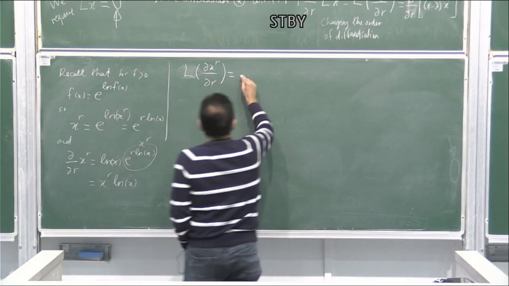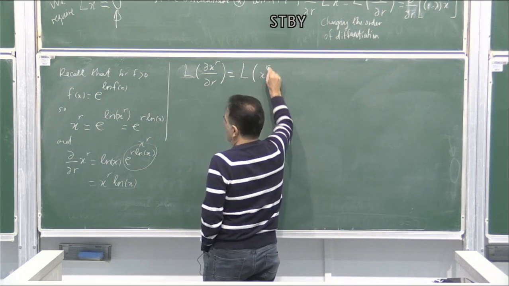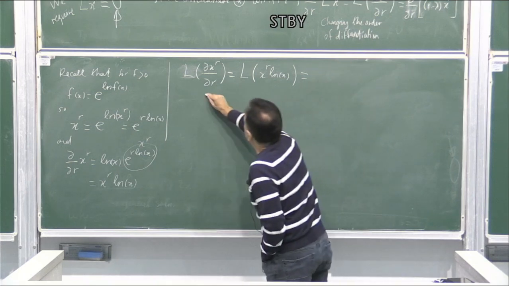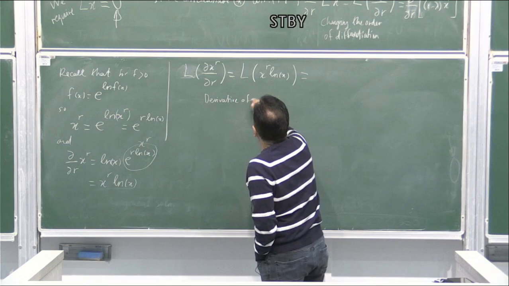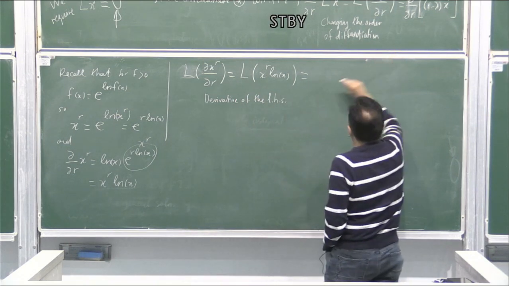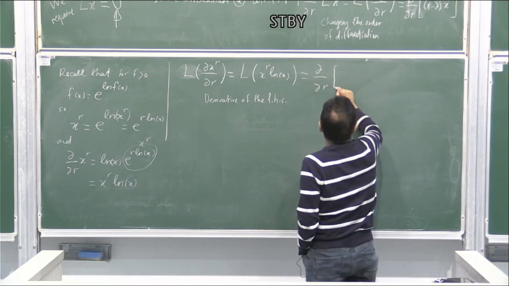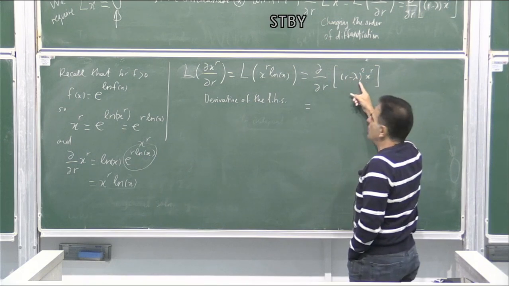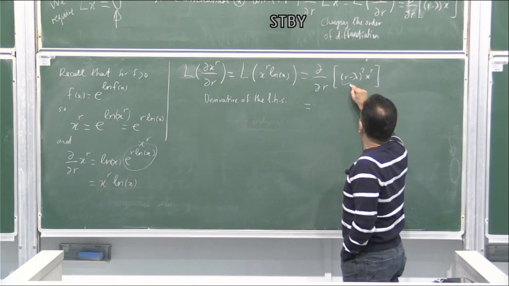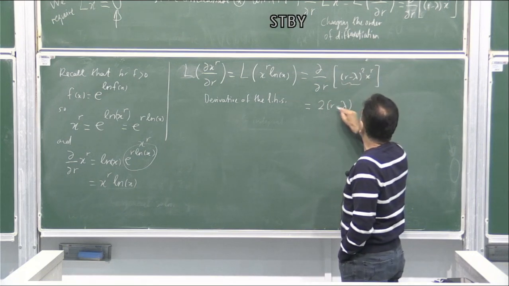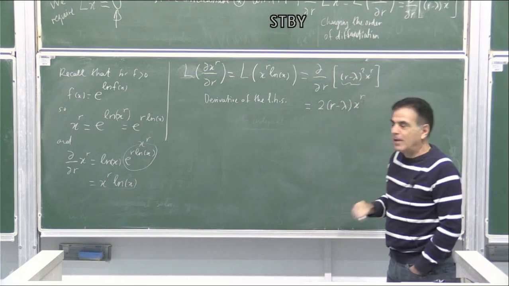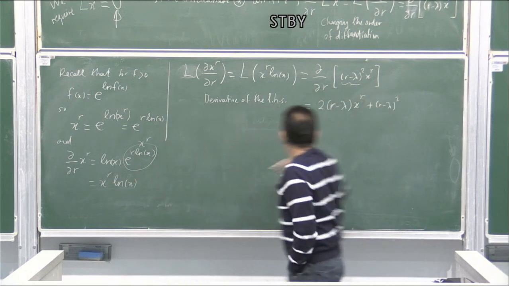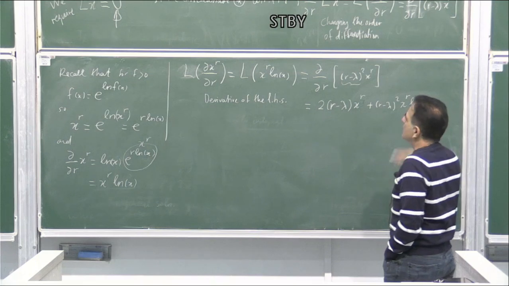Okay? So we have L x^r ln x. This is the derivative of the left-hand side. And the derivative of the right-hand side, del r of (r minus lambda) squared x^r. Take the partial derivative with respect to r using the product rule. The derivative of the first term is 2(r minus lambda) with respect to r times x^r, plus (r minus lambda) squared times the derivative of x^r with respect to r, which is x^r ln x. Good?